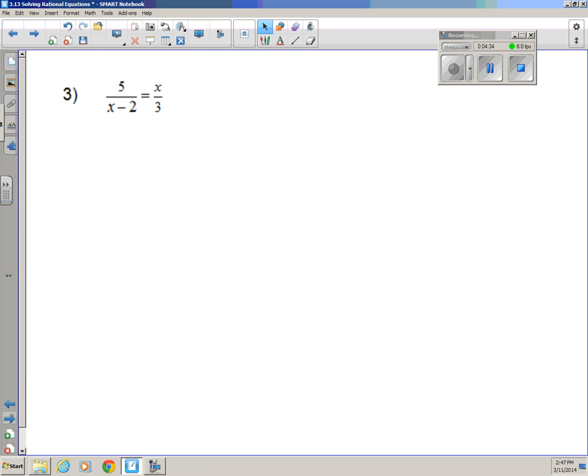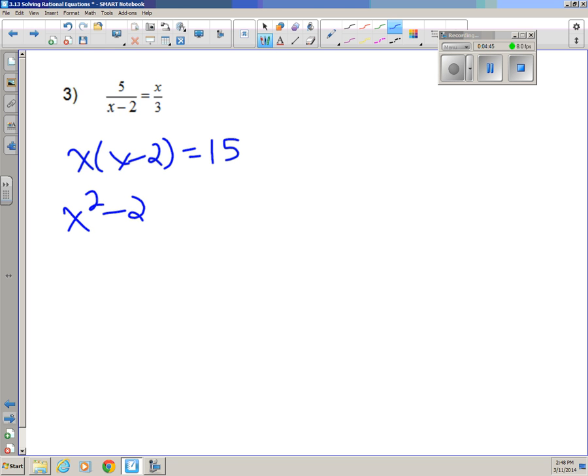Number 3, it's a proportion. You're going to cross multiply. Well, x times x minus 2 equals 5 times 3, or 15, which means x squared minus 2x equals 15. It's a quadratic equation. Set the equation equal to 0 by subtracting 15 on both sides.